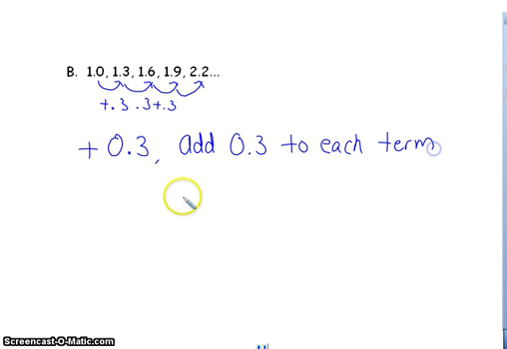Okay, and then my next 3 terms. So 2.2 plus 0.3 would be 2.5. 2.5 plus 0.3 would be 2.8. And 2.8 plus 0.3 would be 3.1. Okay, so once again, this is the first part, and this is the second part of my problem.